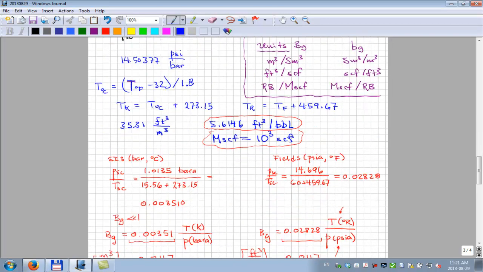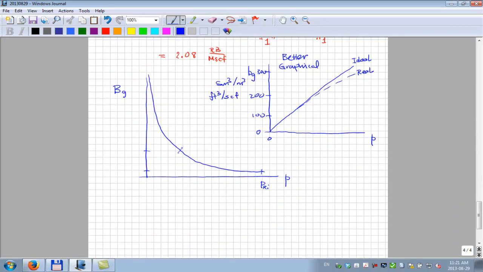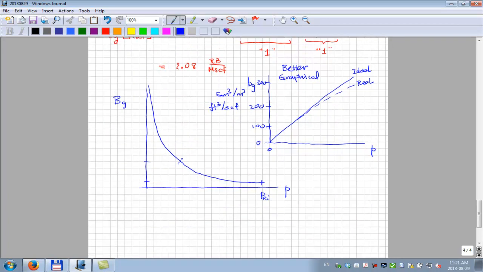Okay. The next thing I want to do. I'm sorry. Yes. I made a mistake. The second graph, it should be standard cubic feet for cubic feet. Yeah, that's right. Thank you. Thanks. Let's see. Okay.